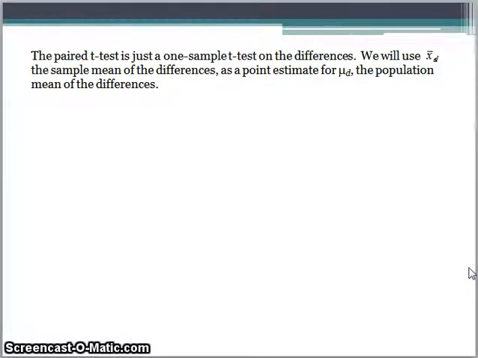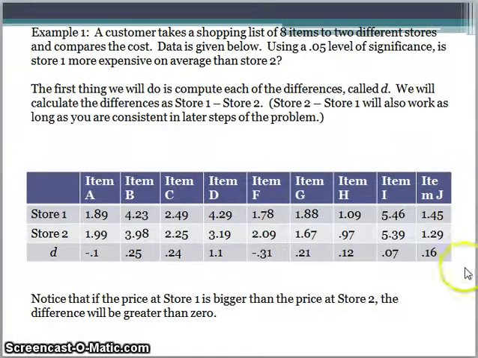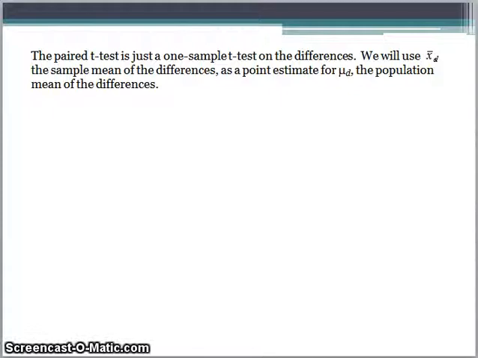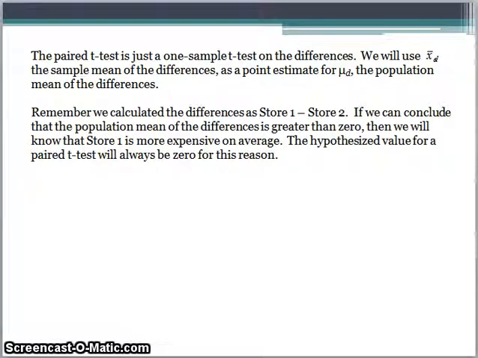And what we actually do with the paired t-test is really just a one sample t-test on those differences. So the mean of the differences, we call that x bar d. Going back and looking here, if we take the mean of all of these differences, that's x bar with a subscript of d, just x bar d. And we're using that as a point estimate for mu d, the population mean of the differences. So we did our calculations as store 1 minus store 2.